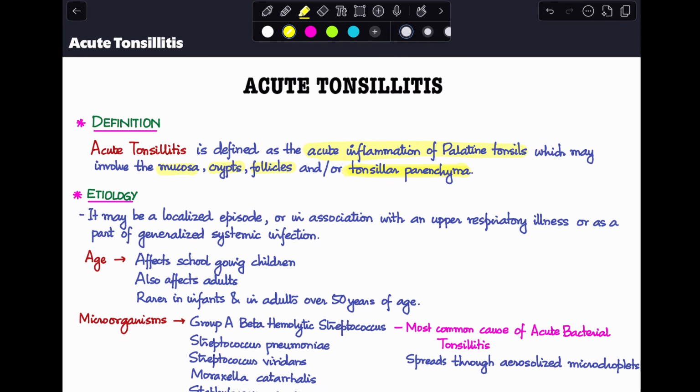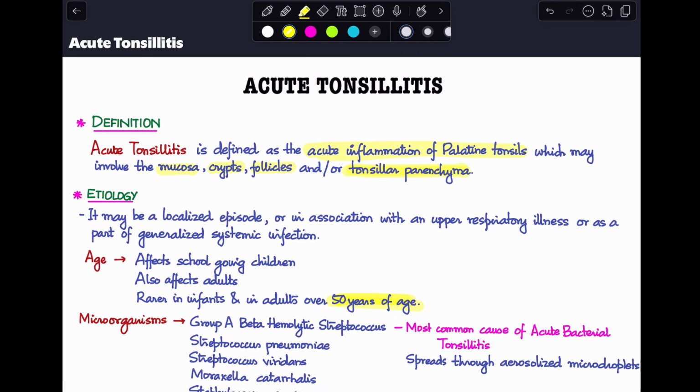Okay, so what causes acute tonsillitis? Now, this is a disease where most commonly you'll see that school-going children will be coming to you with the presentation. It can also affect adults as well. What we need to know is this is, however, very rare in infants as well as adults who are over about 50 years of age. So your most common age group that it will be coming to you are going to be school-going children, followed by young adults.